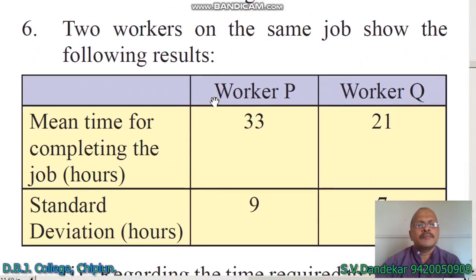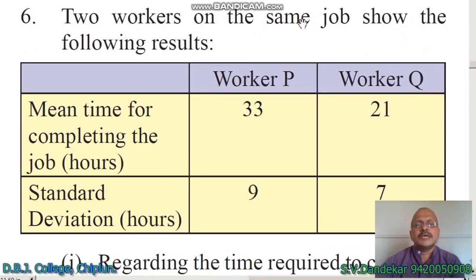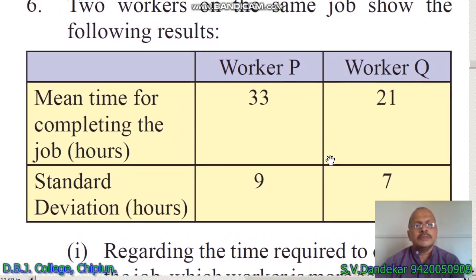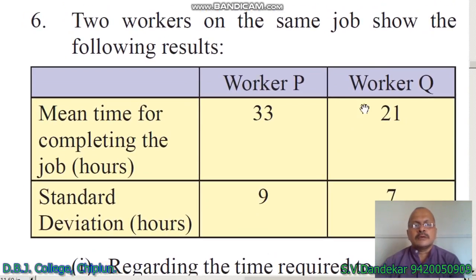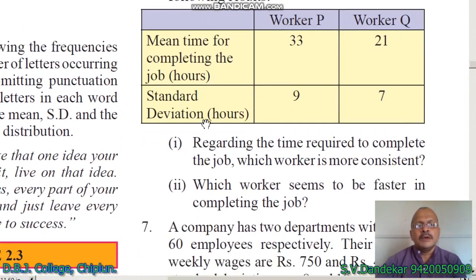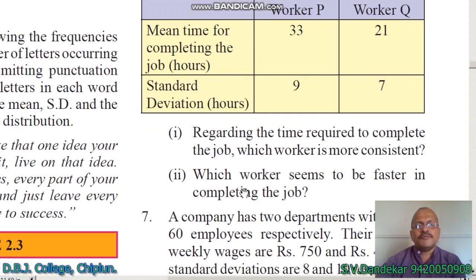Sixth one. Two workers on the same job show the following results. Worker P: mean time and standard deviation. Worker Q: mean time and standard deviation are given to us. Let me decrease the size of this. Regarding the time required to complete the job, which worker is more consistent? Which worker seems to be faster in completing the job?